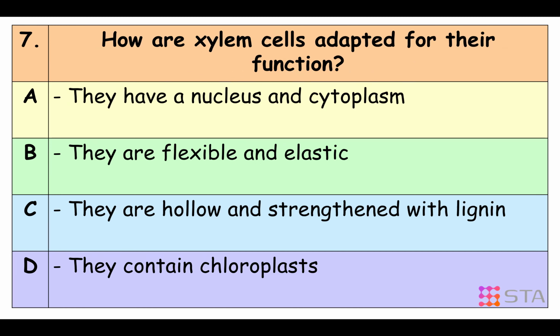Number seven. How are xylem cells adapted for their function? Which of these do they have, which helps them do their job? And pause if you need more time. Otherwise, the answer is, of course, C. They are hollow and their walls are strengthened with lignin. So it was 7C.